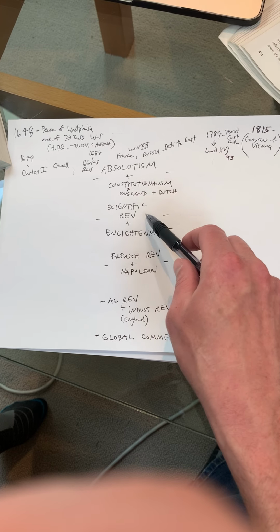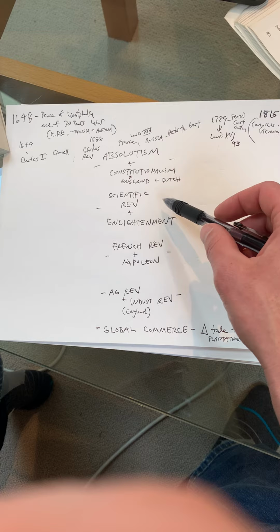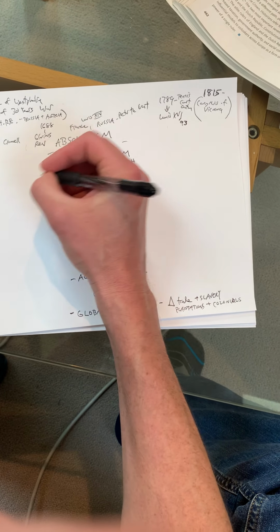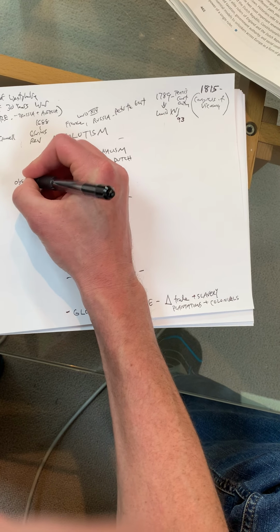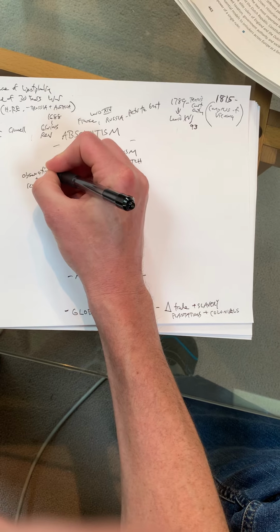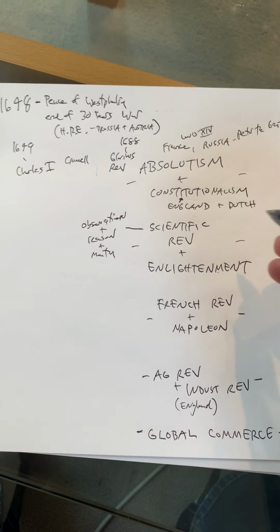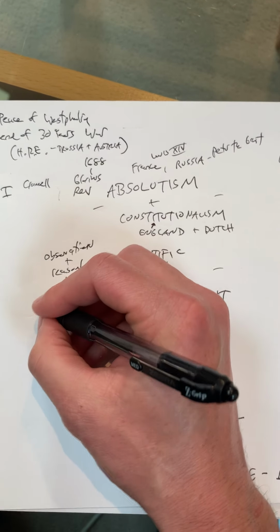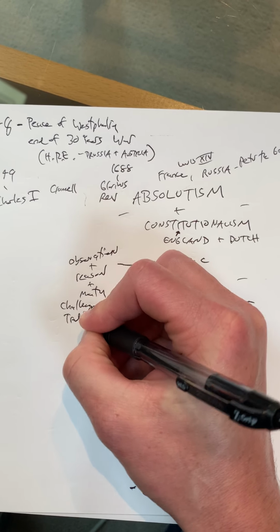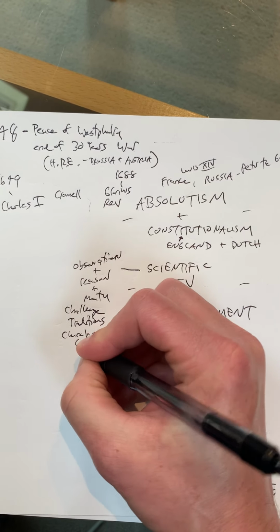Let's see, Scientific Revolution and Enlightenment. This is a challenge of the general way of thinking, and it's the idea of using observation and reason and math in order to challenge traditional ways of thinking, such as challenge traditions of the church and of the Greeks and the Romans.